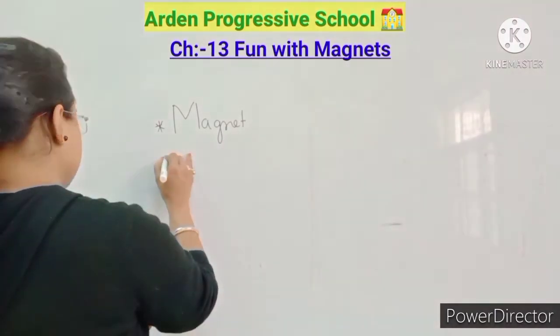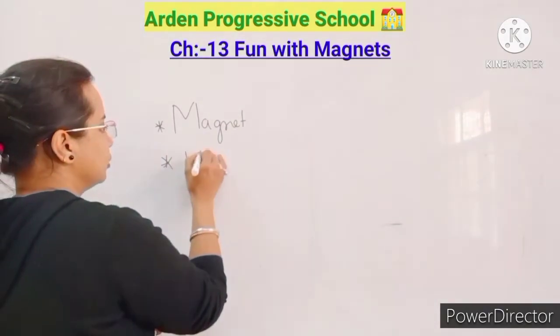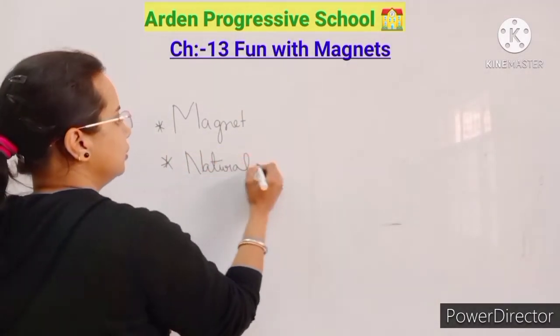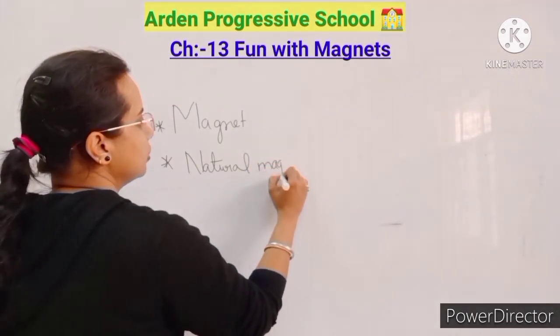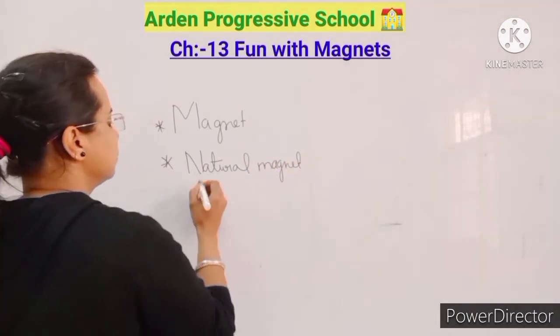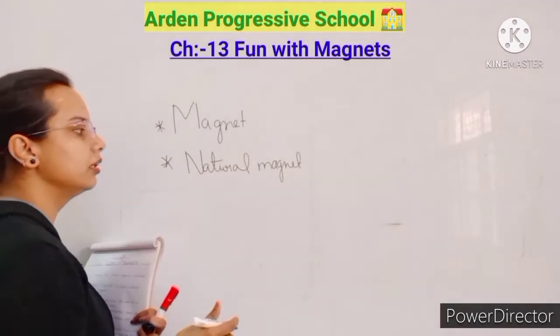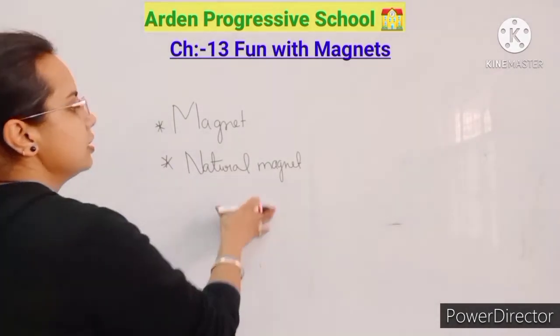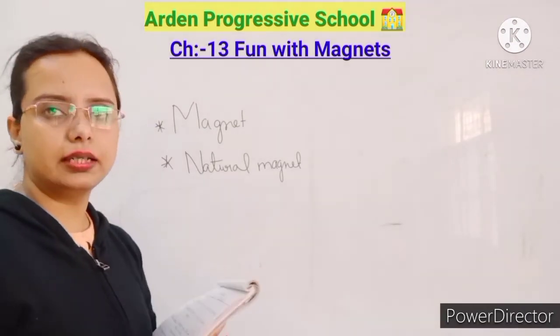Now your next term is natural magnet. So what do you understand by this natural magnet? This is the magnet which is available naturally. Okay, and the natural magnet is also known as magnetite.